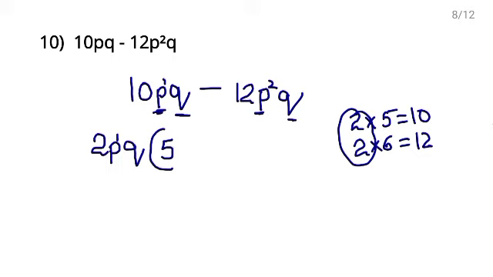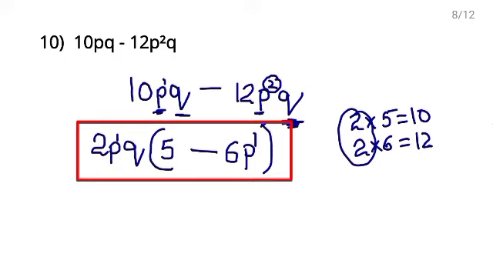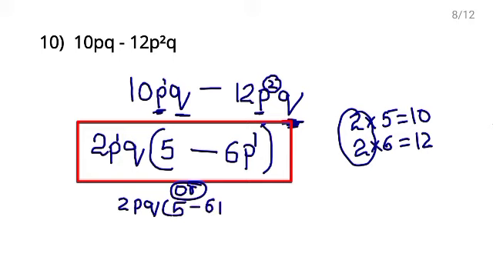So now put minus sign. 2 6s are 12. P raised to the power 1 you have taken outside, but there is power 2, so एक power अभी भी remaining है. Clear? Q you have taken outside the bracket as the common factor. So now your answer is 2pq in bracket 5 minus 6p raised to the power 1. Or you can also write it as 2pq in bracket 5 minus 6p, because p raised to the power 1 is also equals to p. So this is your answer.